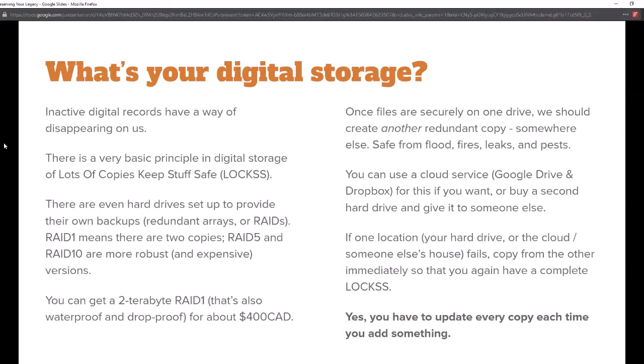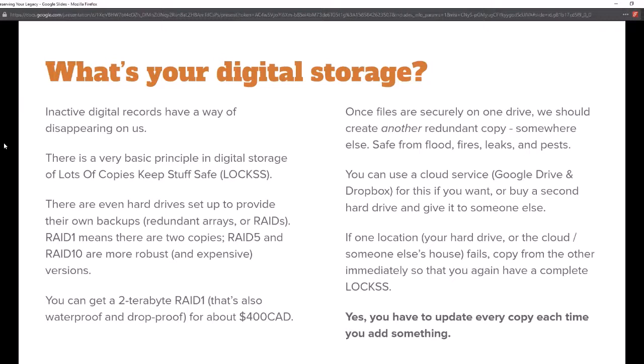Once you have those files securely on one drive, you want to make sure that if that drive goes up in a house fire, you have another copy somewhere else as well. So you can use another Google Drive for this. Like I said, that cloud service itself has a redundancy built into it, which is great, even though those companies could go out of business tomorrow. Or you could have another drive that's just like that and give it to someone that you trust, so that it's in someone else's house.